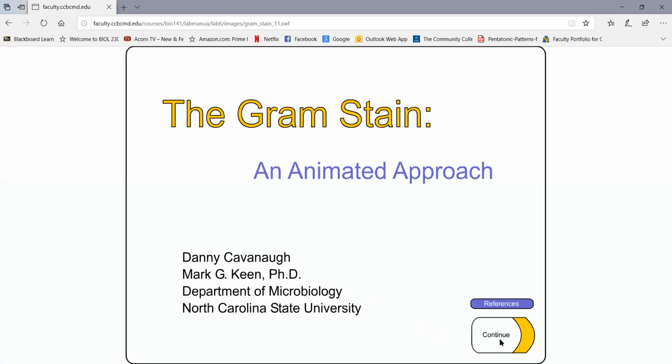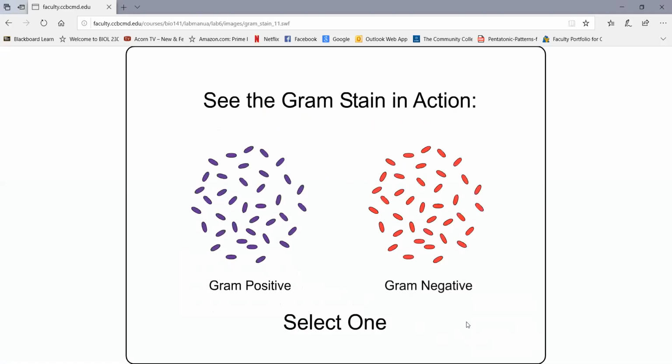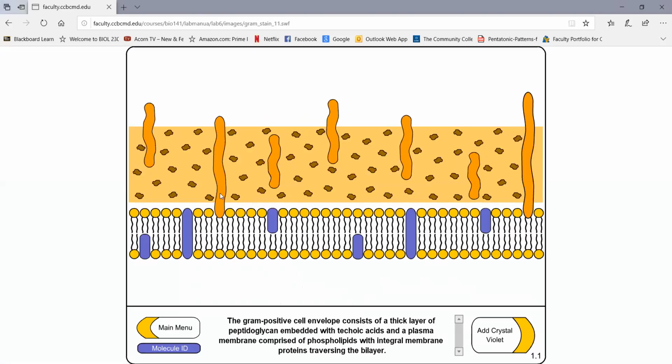So if we start out, of course, the idea is that gram positive will stain purple, gram negative is pink. Let's start out by looking at what happens with a gram positive bacteria. Now, as we see, that has a thick layer of peptidoglycan, many layers of peptidoglycan sandwiched together, interwoven with teichoic acids and lipoteichoic acids surrounding the cytoplasmic membrane.